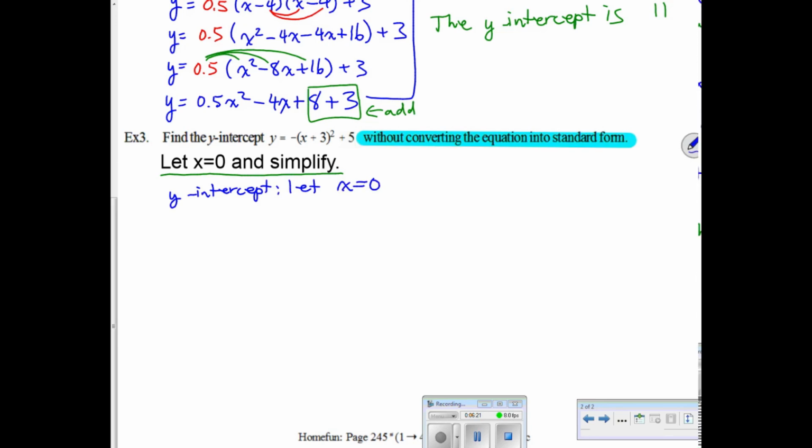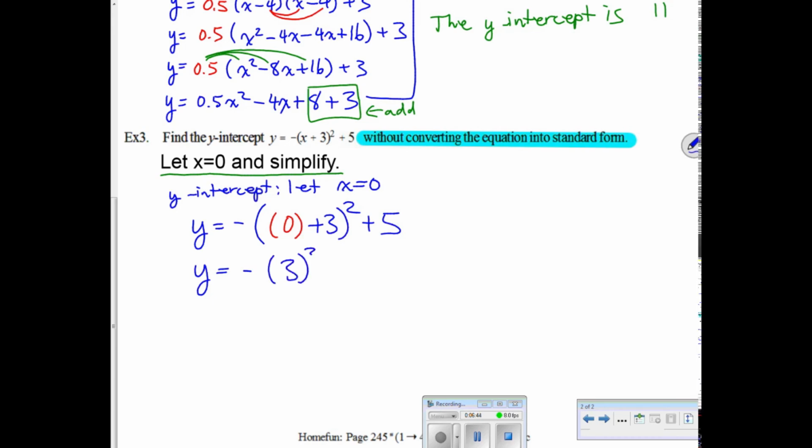So by letting x equal 0, you're going to get y is equal to negative bracket 0 plus 3 all squared plus 5. Now, here's what you have to do next. You have to simplify the bracket. What is 0 plus 3? It's just 3. So that means we have negative bracket 3 squared plus 5.